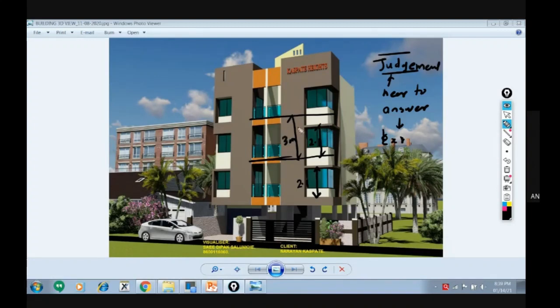But yes, as per our experience of different projects, this is generally 3 meter. This is generally 2.1 meter. What is this height we call it as? Sill level. So this is sill level and this is sill height, we can say.